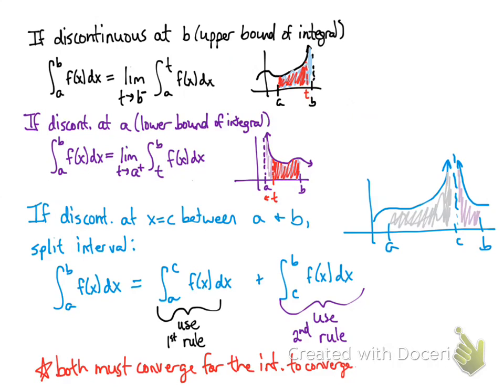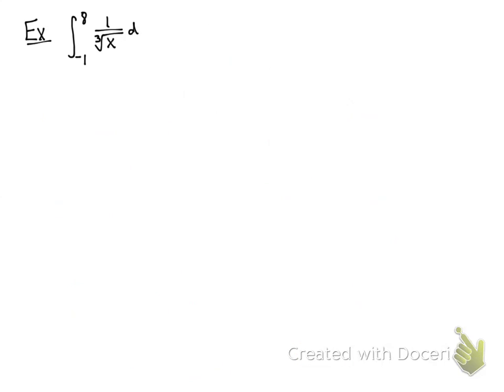Otherwise, the integral diverges. So just like with the other kind of improper integrals, these can either converge if the limit exists and equals a number, or they diverge if the limit doesn't exist or equals infinity or negative infinity. So we'll do a quick example.